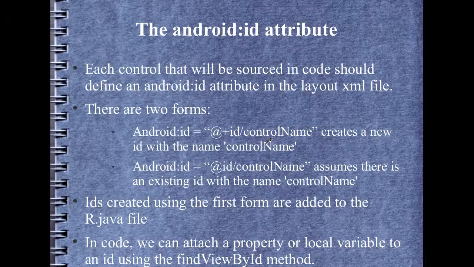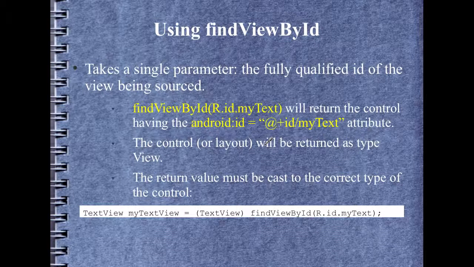So in code, we can attach a property or a local variable to an ID using a method called findViewById, and we resolve these IDs using R.id and then the name that we give them. So findViewById takes a single parameter, which is the fully qualified ID of the view being sourced, which is what I just talked about. So if we have a myText ID, then findViewById(R.id.myText) is going to return the control, or the integer value of the control having android:id @+id/myText.